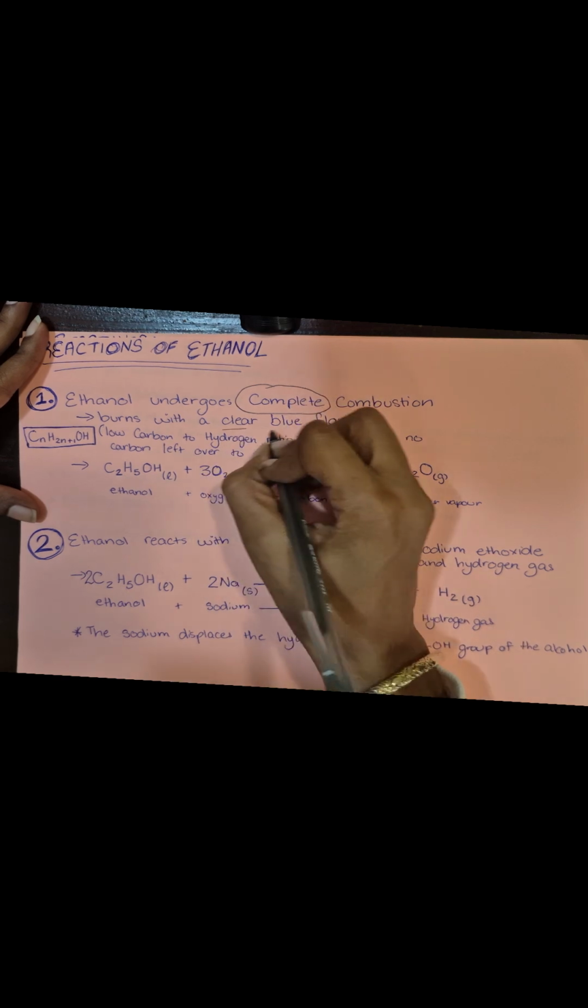The reactions of ethanol. The first reaction of ethanol that we need to know is combustion. Ethanol undergoes complete combustion. That means that it burns with a clear blue flame, just like our alkanes burn with a clear blue flame. And it's for the same reason: it has a low carbon to hydrogen ratio, meaning there's no carbon left over to make soot, so there won't be any black smoky flame.